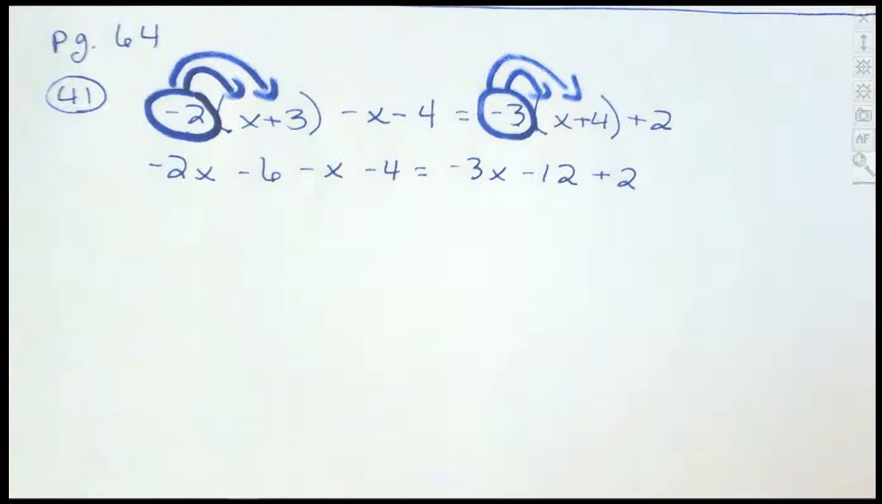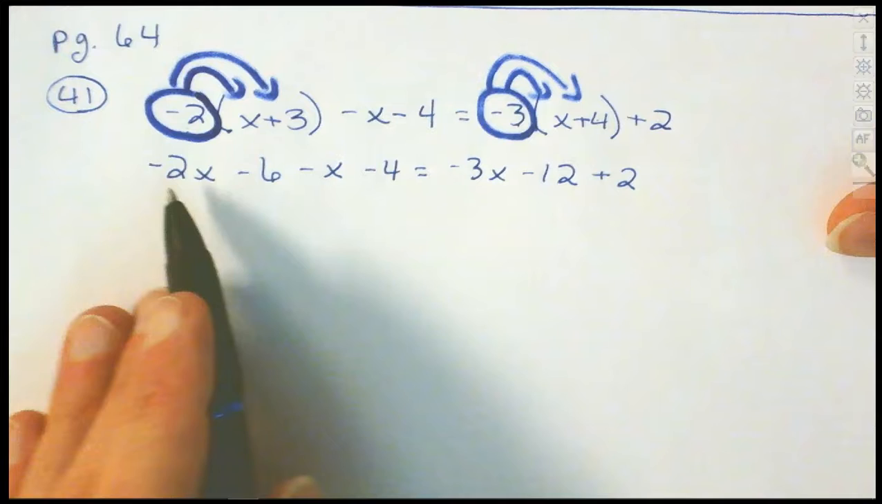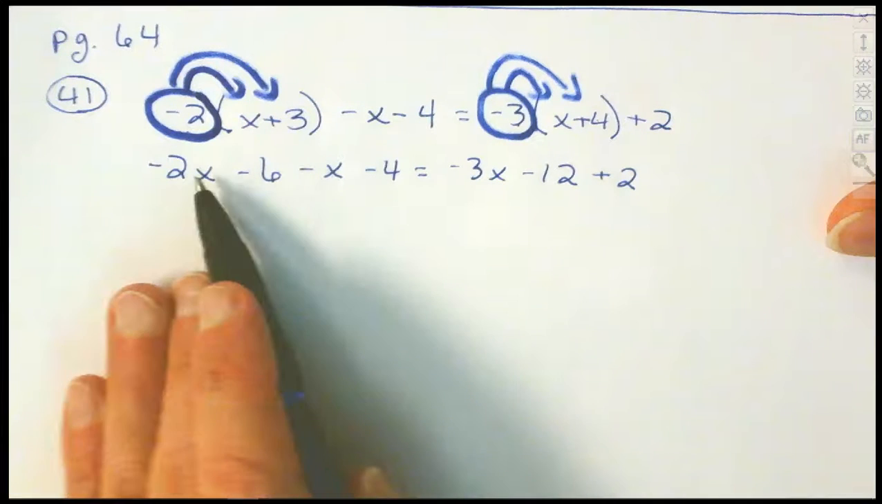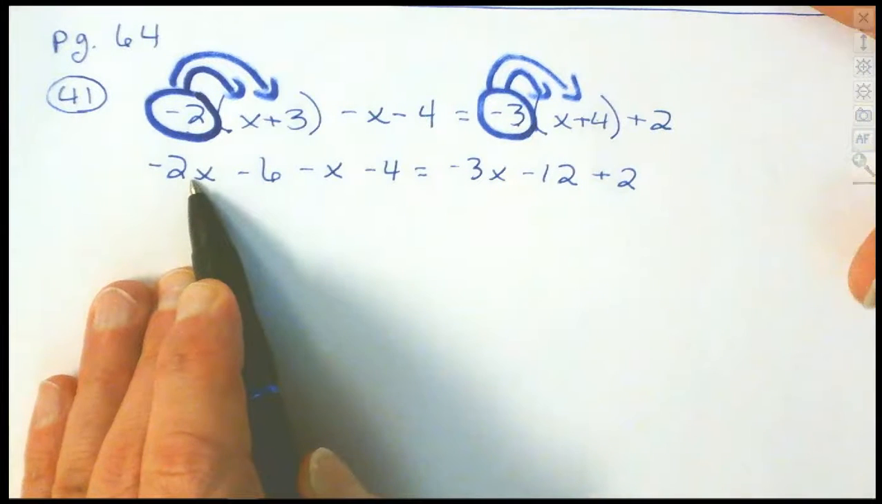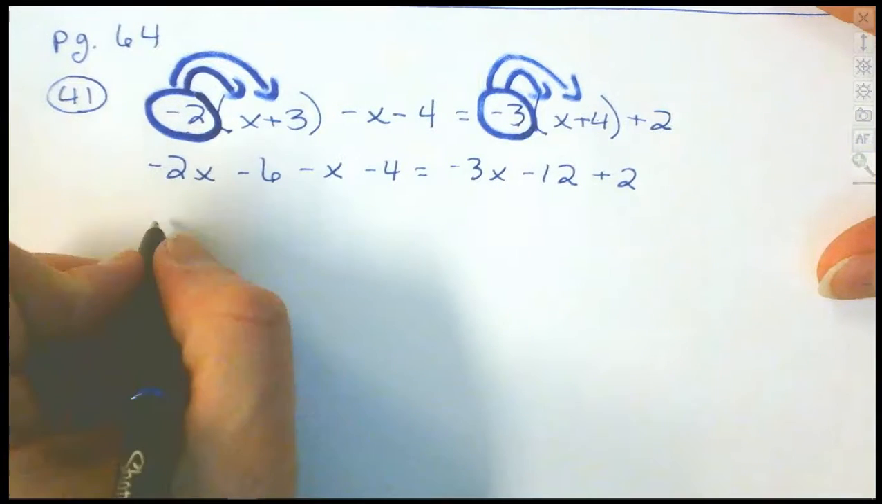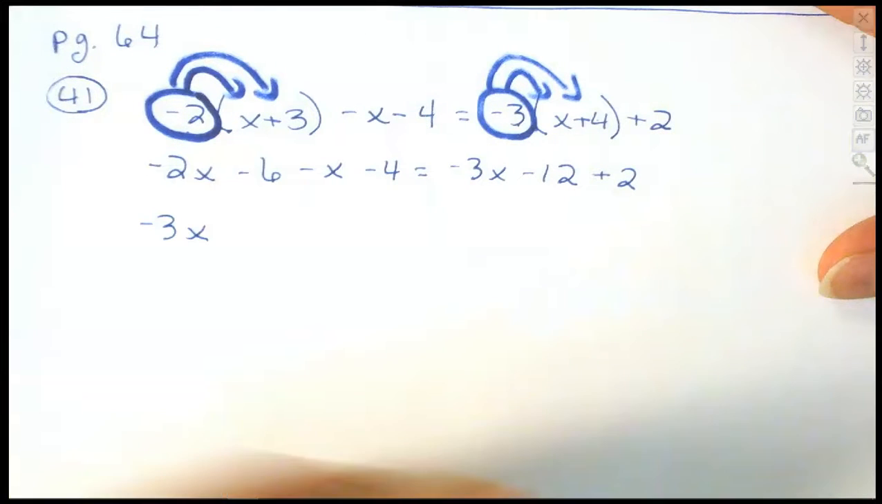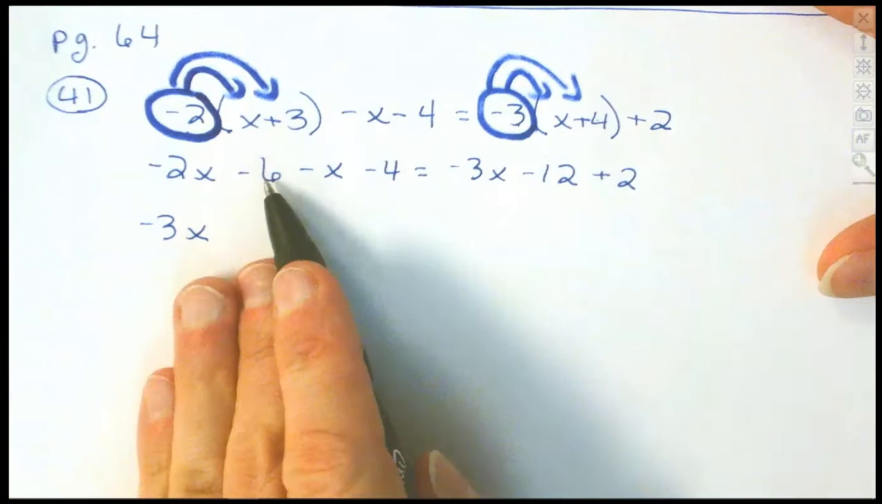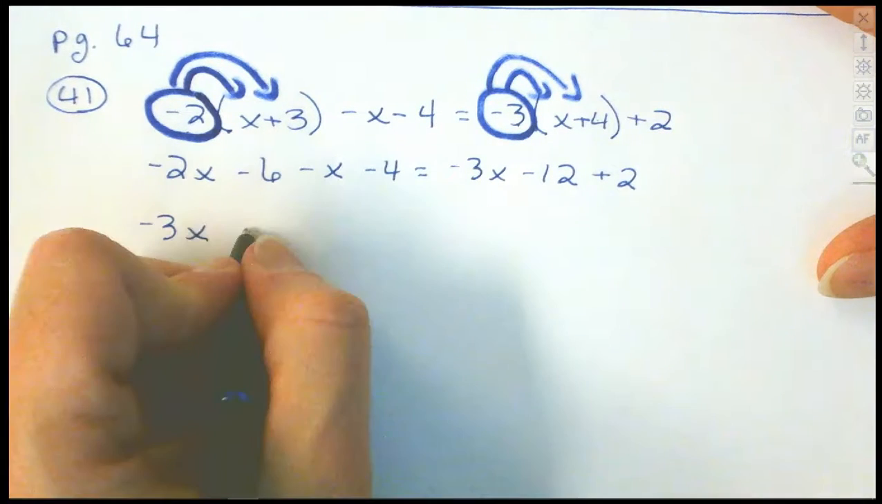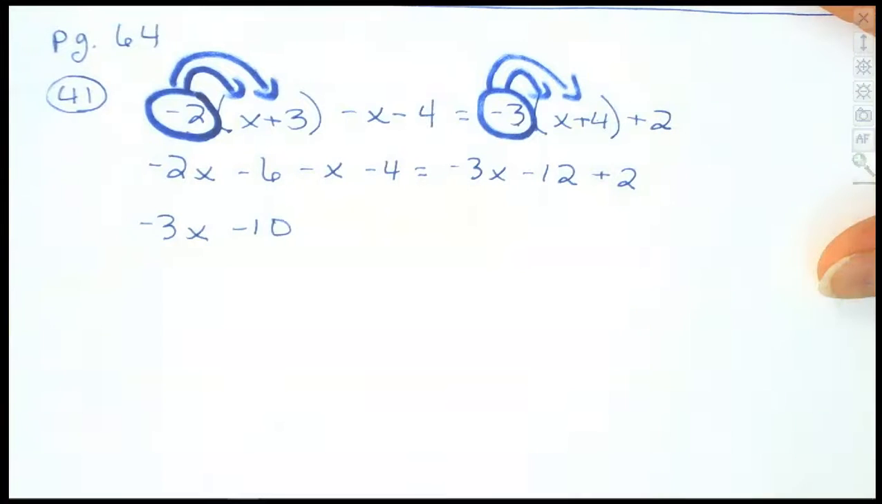Before we start moving things across the equal bar, we need to make sure that we can't clean up the sides. And in this case, we can really clean up the sides quite a bit. So what can we do on the left-hand side? Well, let's look on the left. I always like to do our variables first. So we have a minus 2x and a minus x. That makes it a minus 3x. Then we have a minus 6 and a minus 4. Those go together to make it a minus 10.